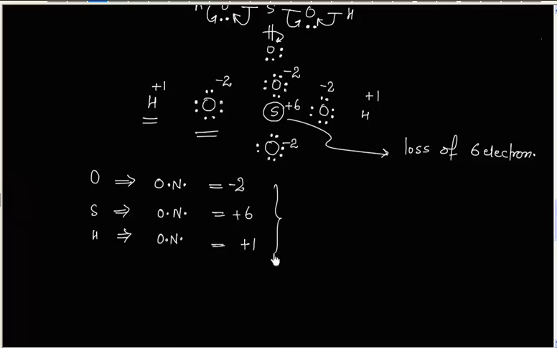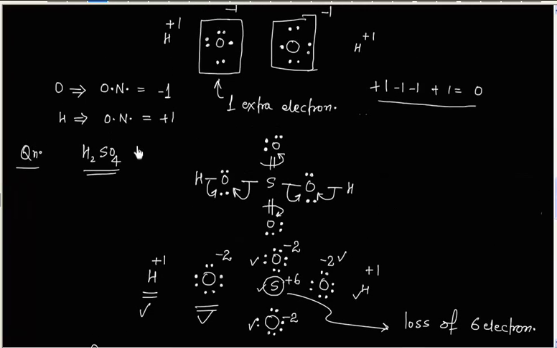Now if you sum all the oxidation numbers, that is hydrogen is plus 1, oxygen is minus 2, this oxygen is minus 2, this oxygen is also minus 2, sulfur is plus 6, and hydrogen is plus 1. So this comes out to be 0. This is because this is minus 8, and this is 6 plus 2, 8. So the sum of all the oxidation numbers is the charge on the molecule, and H2SO4 has 0 charge.